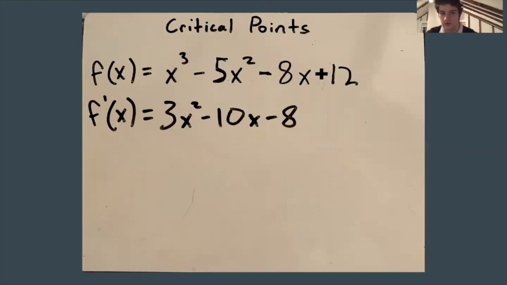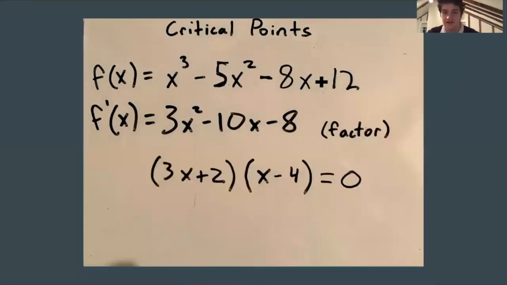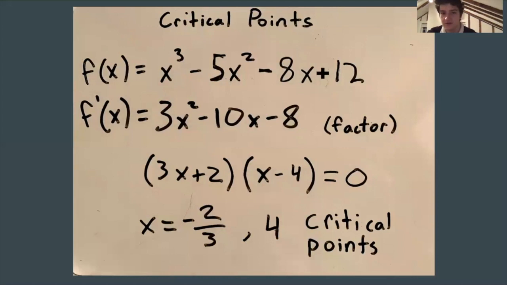The first derivative equation we have here, and then we need to factor this. Factored, it is (3x plus 2)(x minus 4) equals 0. Now we can see the zeros are -2/3 and 4, and these are our critical points for the graph.